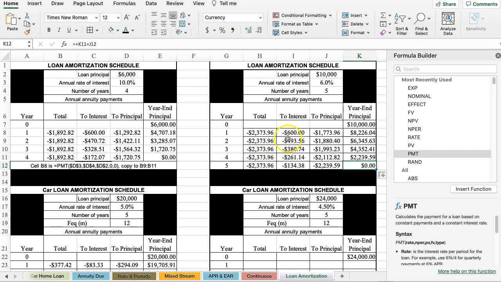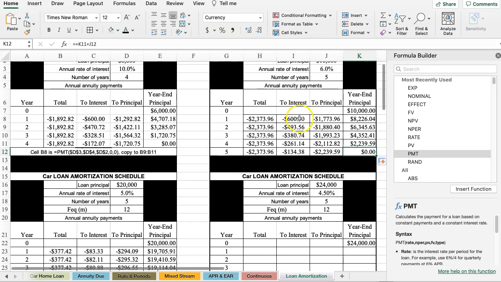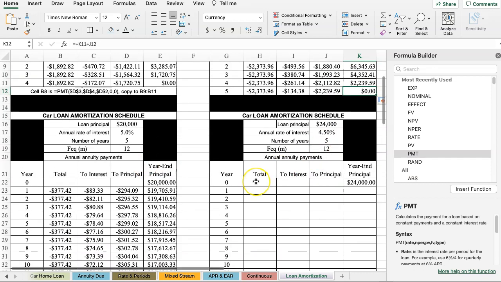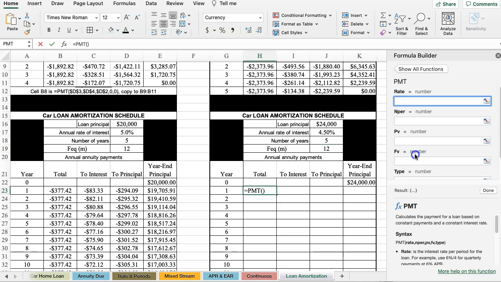Now, what if we do a car loan which has a bigger frequency? Here, we're going to look at $24,000 at 4% for 5 years with a monthly frequency. So again, calculate the total payment per year using our payment function. Our rate is going to be the rate divided by our frequency, and nper is going to be our years multiplied by frequency. Then the present value of the loan. I'm going to hit done.